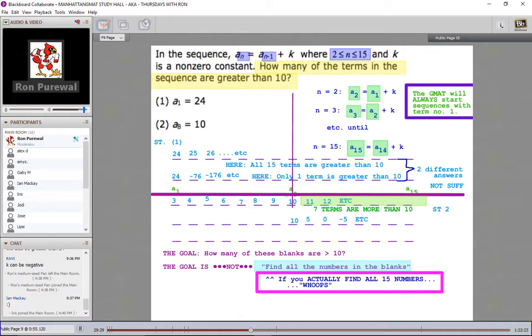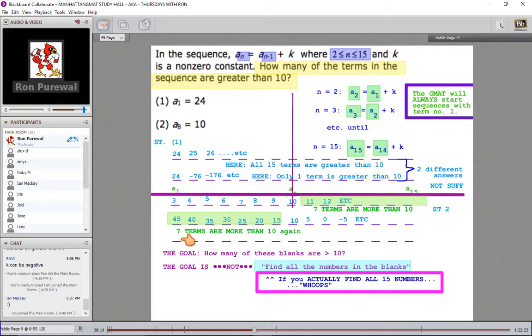That means it's going in the backward direction, you're adding 5. Oh, look at that. Still exactly 7 terms that are more than 10. Is it possible for this to turn out differently? So you can see here, if you're counting down, this is going to happen every time. If you're counting up, this is going to happen every time.